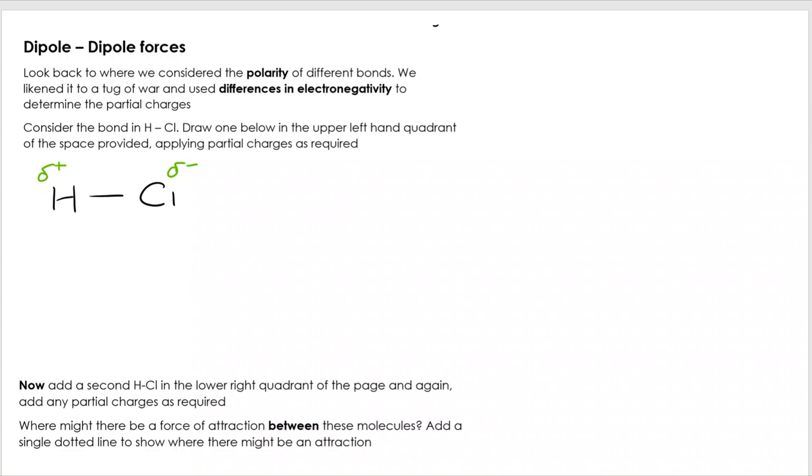So I now need to draw an identical version of that just below. I've got another HCl, I've added the partial charges, and we're now thinking about where an intermolecular force would exist. Well, for the intermolecular force, we need something to attract to something else, and I've got a delta negative chlorine here and a delta positive hydrogen here. So that's where the intermolecular force will form.